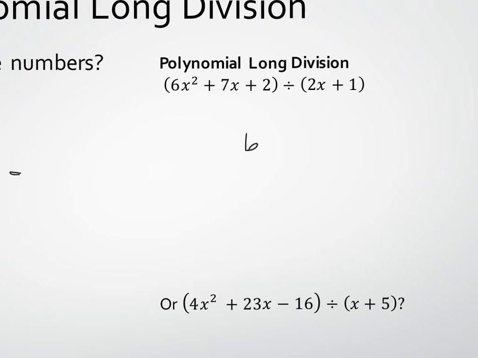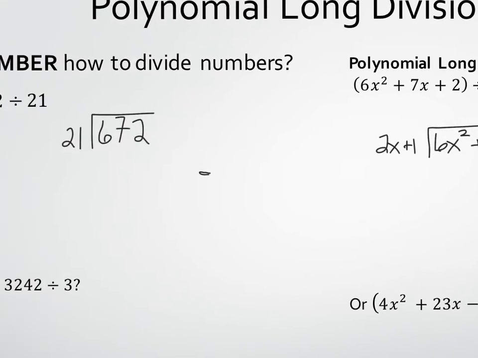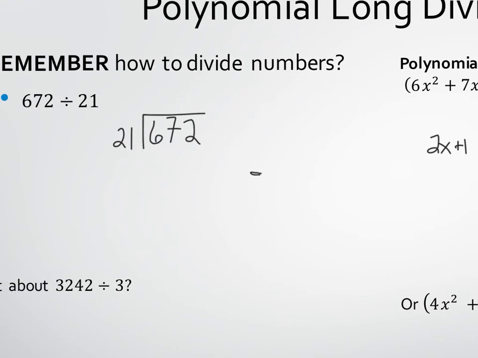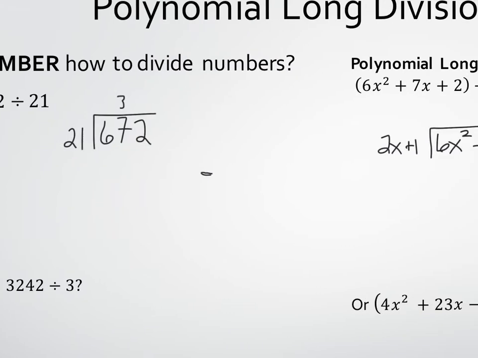I'm going to put the 6x squared plus 7x plus 2 under the house and the 2x plus 1 on the outside. Okay? So what did we do back in the day? Well, we asked ourselves, okay, 21 goes into 67 how many times? And we said 3. And that 3 placeholder goes over the 7 because we're thinking of 21 into 67. Okay, so it's the same kind of thinking.